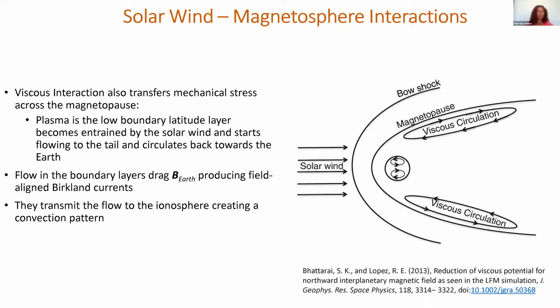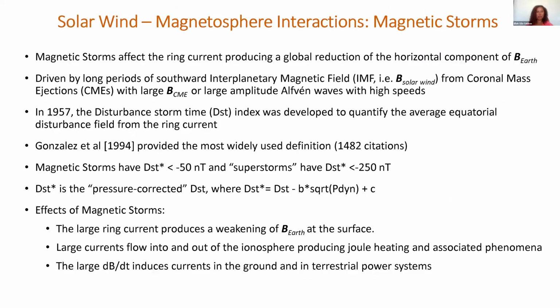So that's the main mechanism, but the viscous interaction is also important. It also transfers a mechanical stress across the magnetopause, and what happens is this plasma in the low latitude boundary layer becomes entrained by the solar wind and starts flowing to the tail, as you see here, and it circulates back towards the Earth. It has circulation in the northern hemisphere and in the southern hemisphere, and it induces currents and convection patterns in the ionosphere, as you see here. So this is the main thing. It flows in the boundary layers and drags the magnetic field, also producing field-aligned Birkeland currents. So it's a complex mechanism.